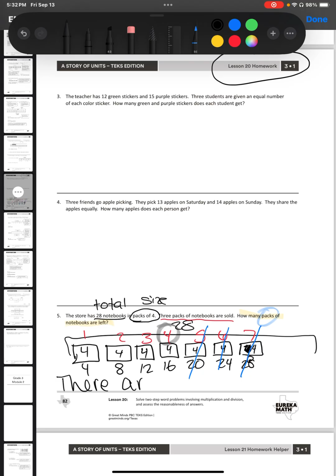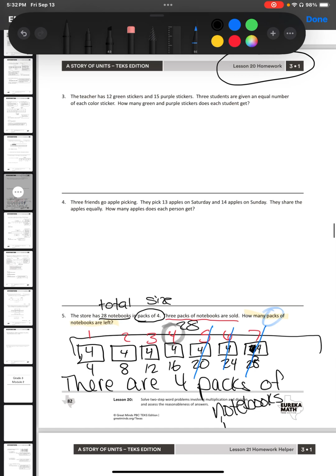There are 4 packs of notebooks left. Oh, that didn't show up. That's terrible. And when you look at this handwriting, don't you think to yourself, I'm so glad Miss Jackson doesn't teach handwriting because it looks terrible. I have the handwriting of a doctor, but not the paycheck. That's okay. Problem 5 is solved.